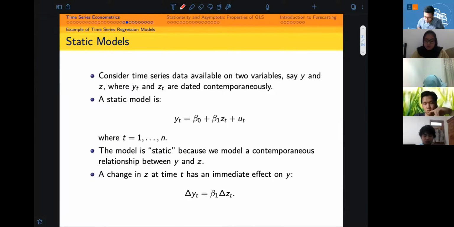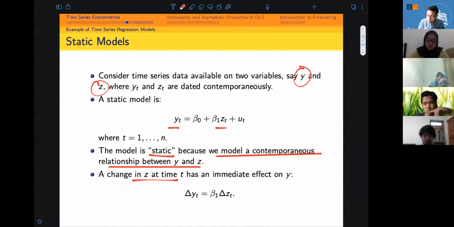Okay. So consider time series data on just two variables, y and z, and y and z are dated contemporaneously. So a static model is a model where you regress y on z. It's called a static model because we model a contemporaneous relationship between y and z. So z affects y contemporaneously in that particular time period. In this particular static model, a change in z at time t has an immediate effect on y.